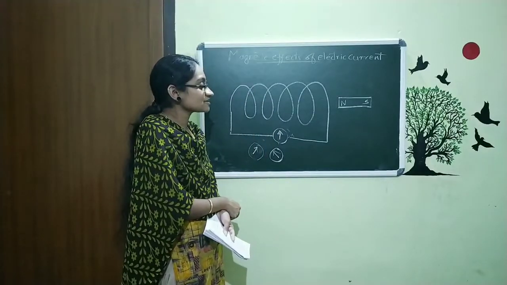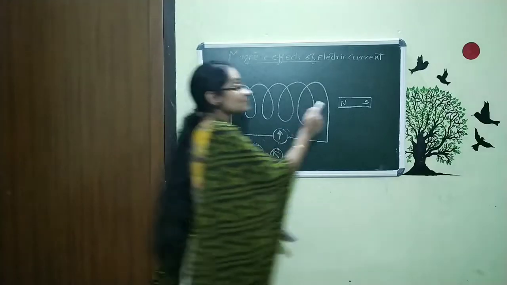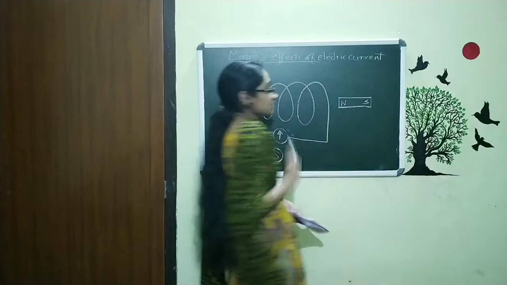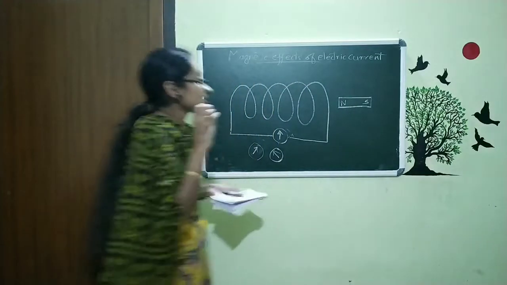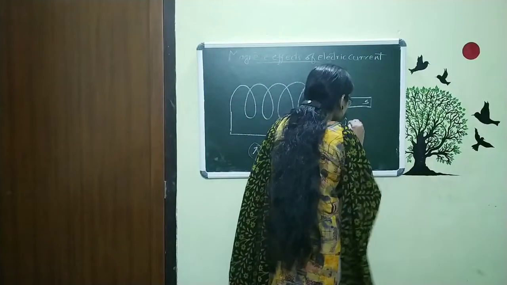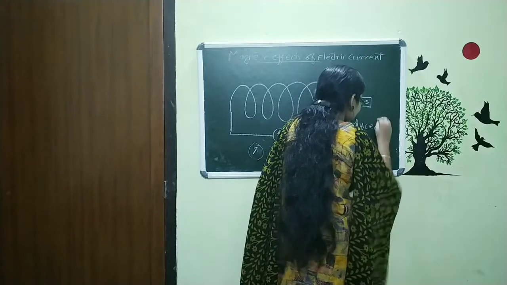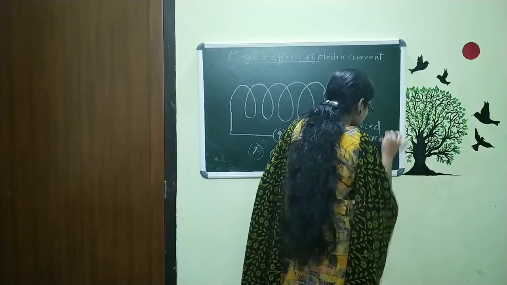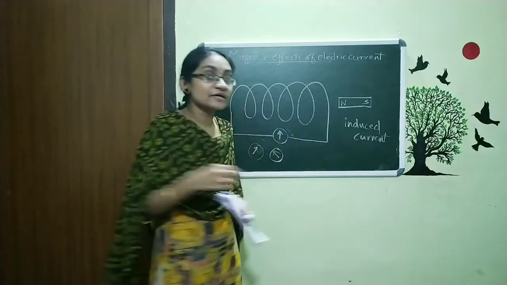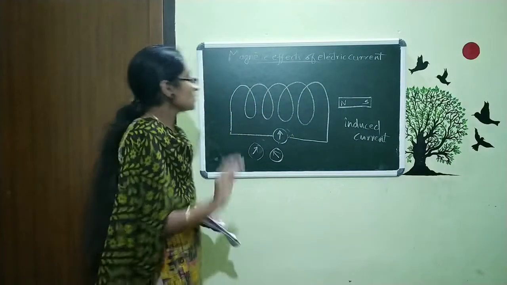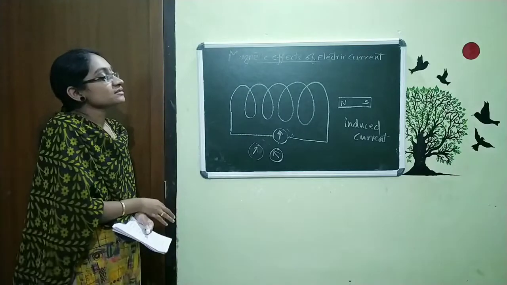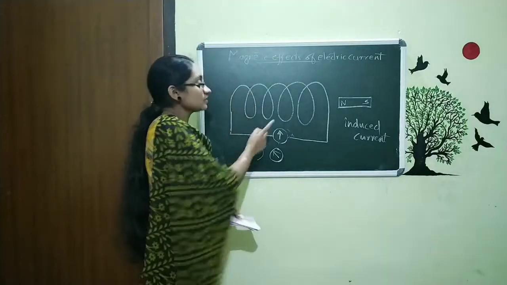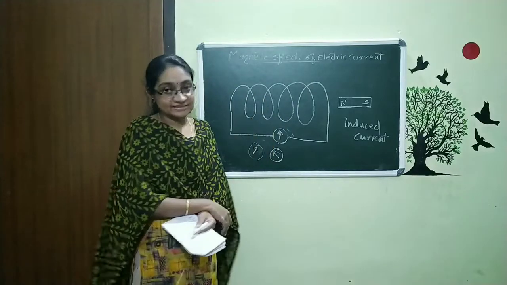And who is producing this? It is produced by this magnetic flux or magnetic field around this magnet. So we can say here induced current. Induced means here produced current. So this is the experiment. We did this using one electric coil, a galvanometer and a magnet.